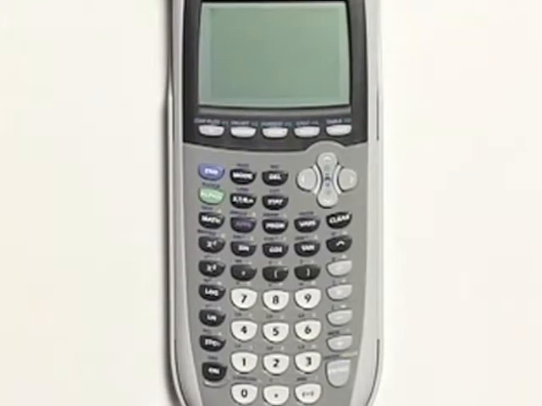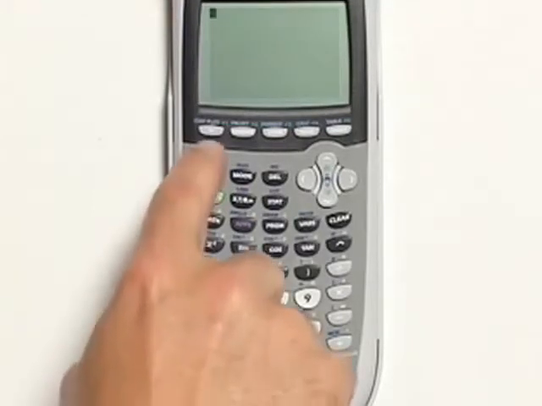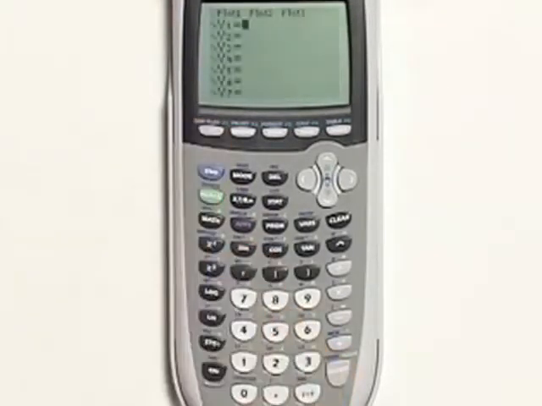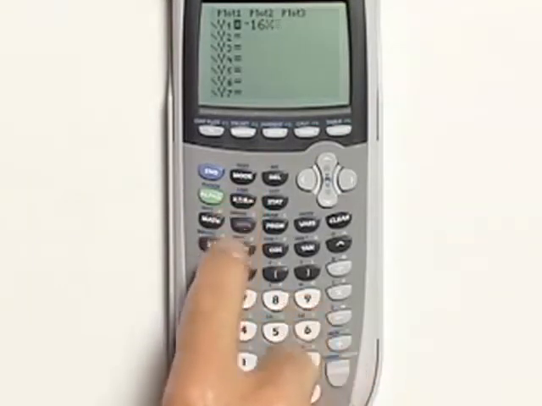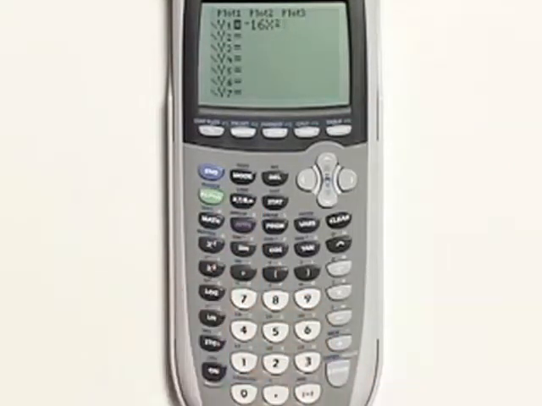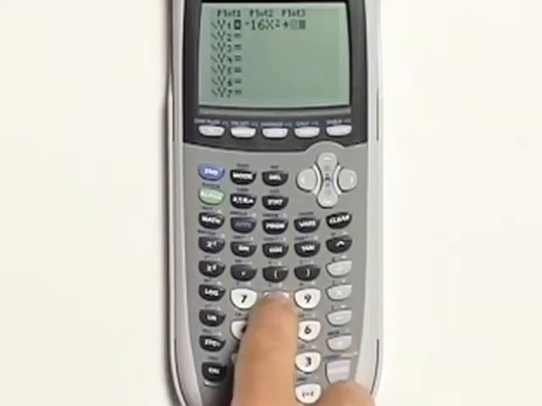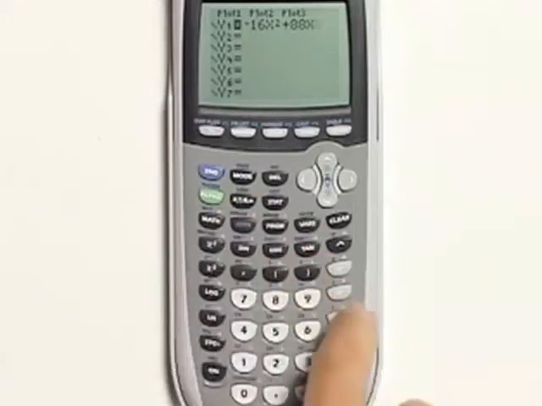So to graph this on the graphing calculator, we press the Y= key, which is the equation editor key. That gives us Y1 =. We enter negative 16, the x variable key, followed by the x² key, so we have -16x², plus, 88, the x variable key, and then plus 8.